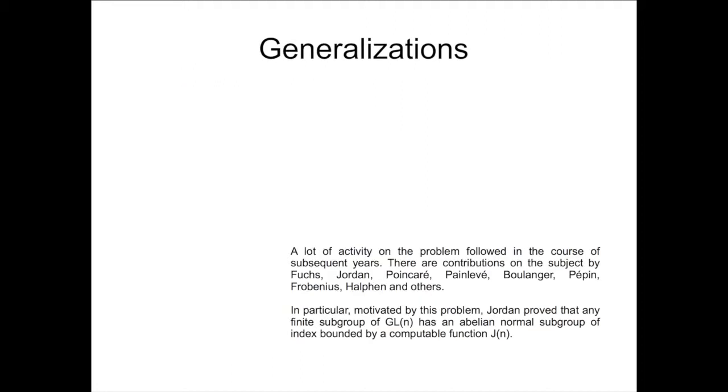But then there was a lot of activity on the problem in the course of subsequent years. Contributions by Fuchs, Jordan, Poincaré, Painlevé, Boulanger, Pepin, Frobenius, and many others. In particular, this problem also led to great developments in the theory of linear algebraic groups. For instance, Jordan proved that a finite subgroup of GL_n has an abelian normal subgroup of index bounded by a computable function of n.